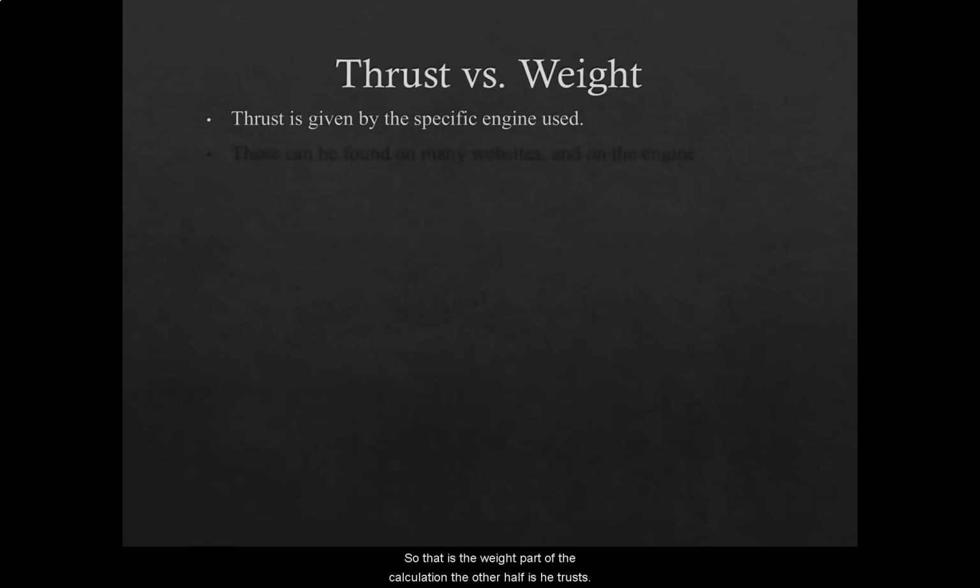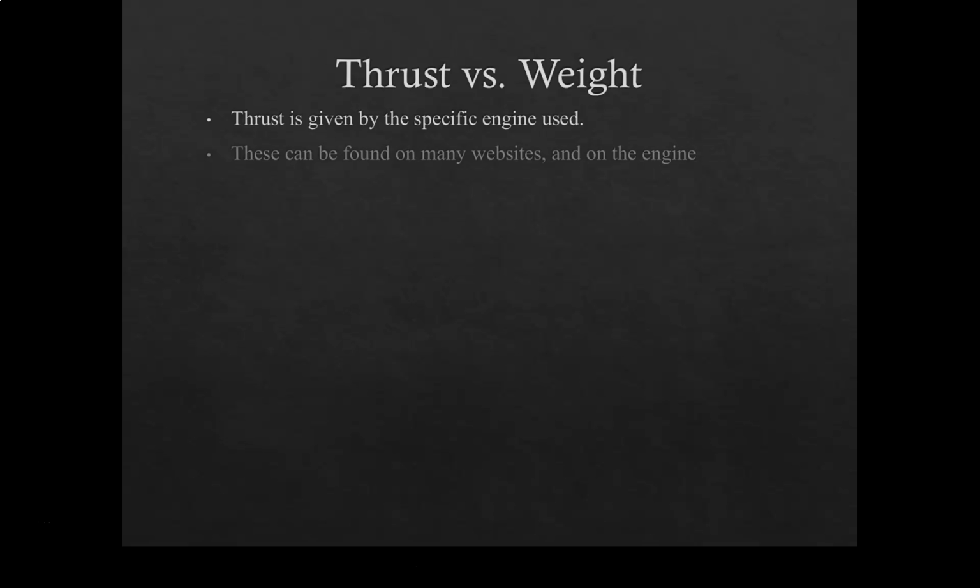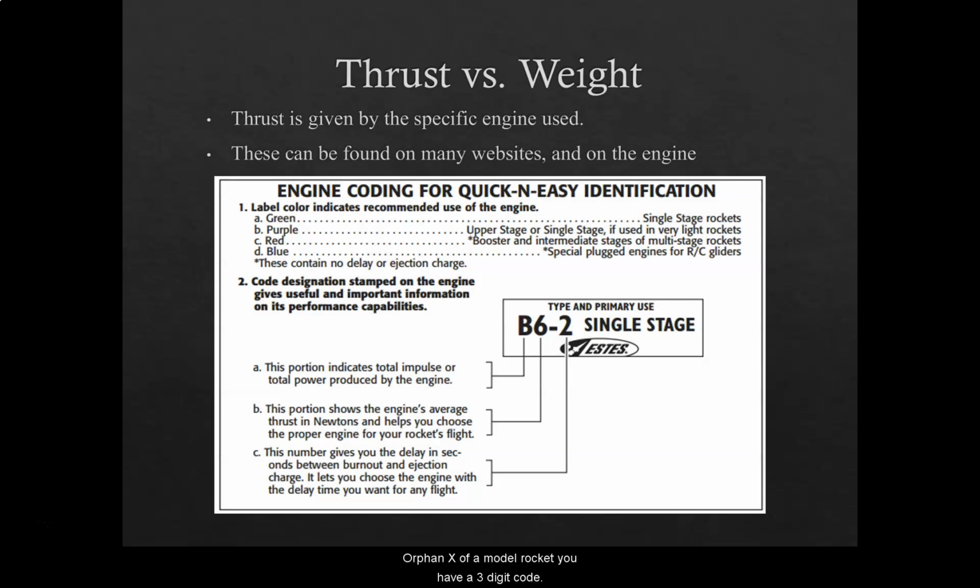So that is the weight part of the calculation. The other half is the thrust. The thrust for different rocket engines is given by the specific engine being used. Oftentimes with a model rocket, you have a 3-digit code that gives you the information regarding the properties of that model rocket engine. Here is a summary of the kind of information that code is associated with.